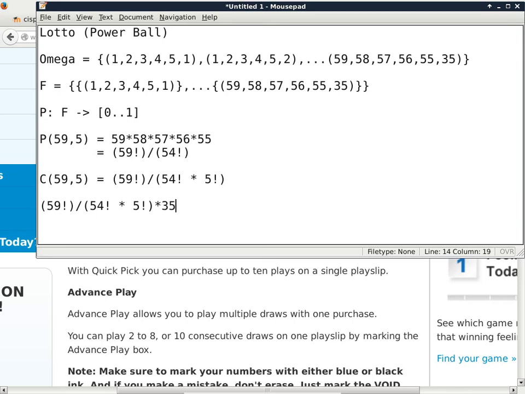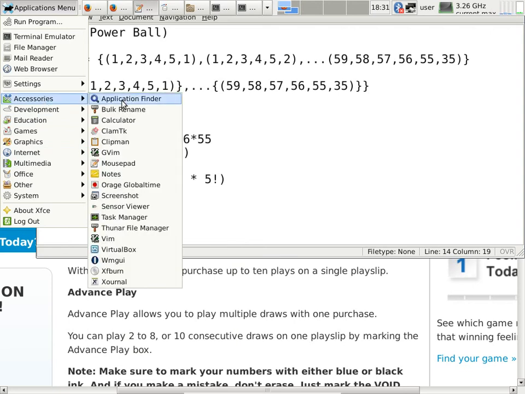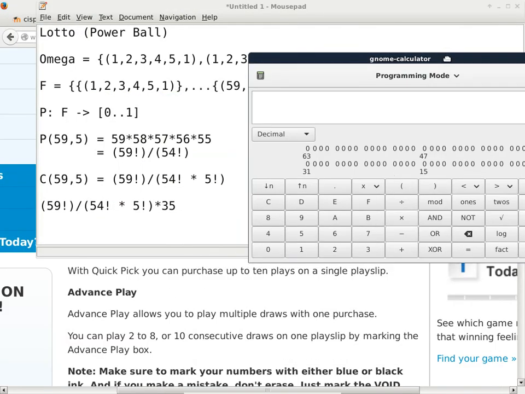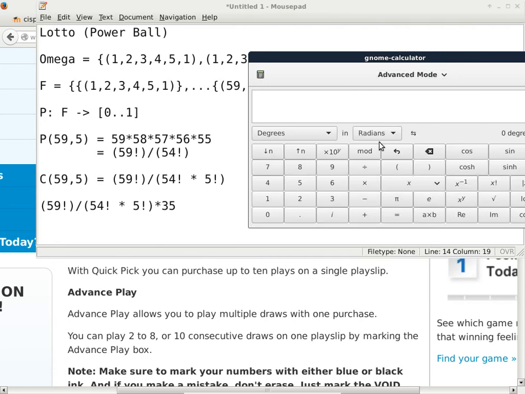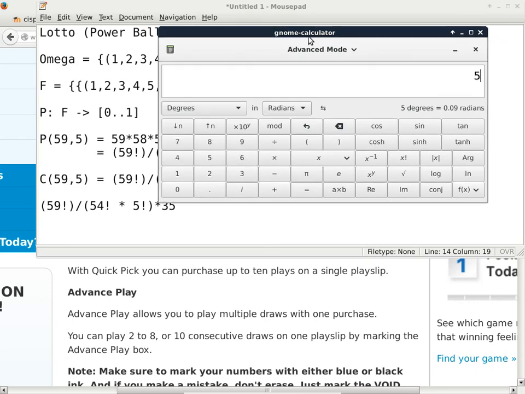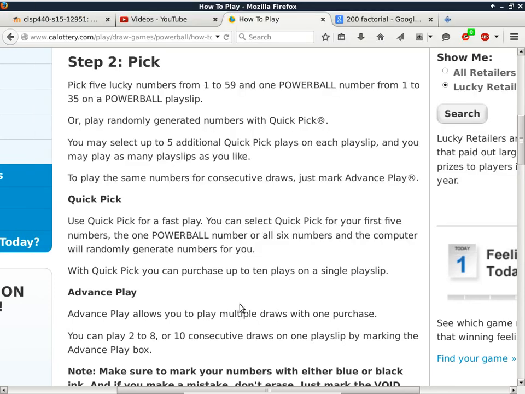All right? So now we'll go ahead and try to calculate this one. I'm not sure whether my calculator can deal with that number. We'll give it a try. Okay, so we'll go to advanced mode. And we'll say we want to calculate 59 factorial divided by the product of 54 factorial and 5 factorial. And then we want to multiply this whole thing by 35. And it does come up with a number. And the question is, is that the number that the Lotto site is quoting? So we scroll down.